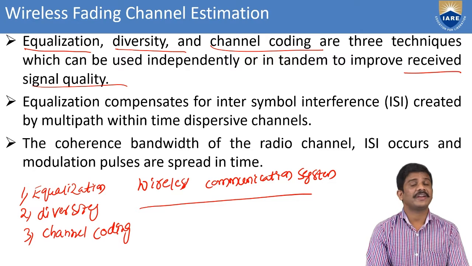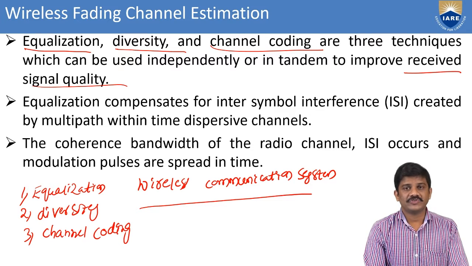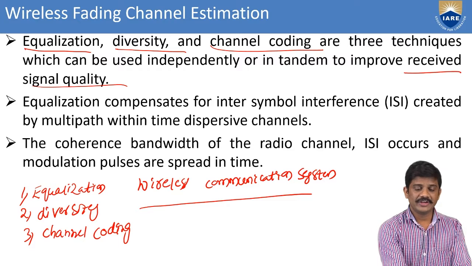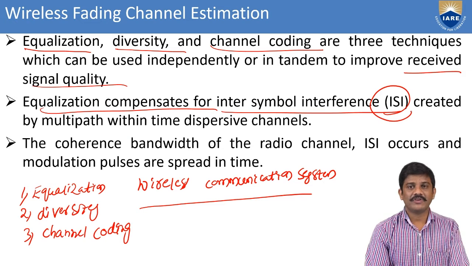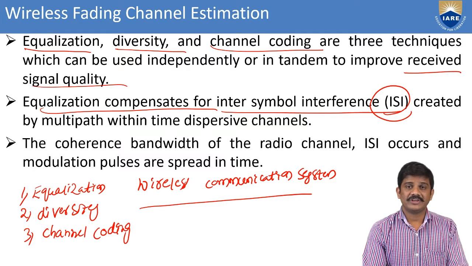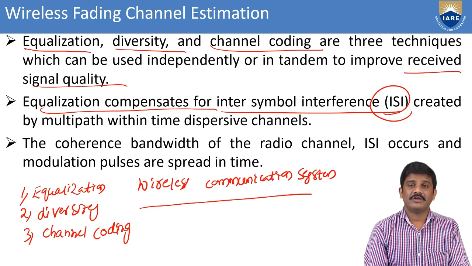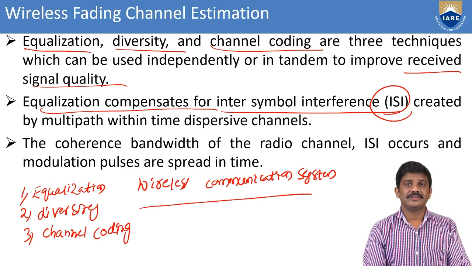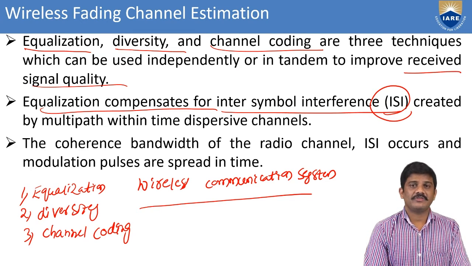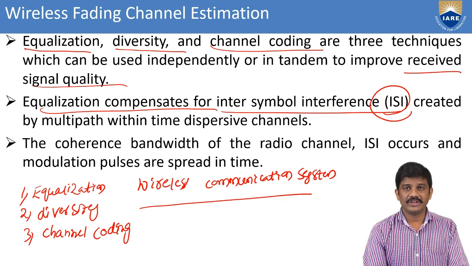And also why do we go for equalization? What is equalization? What are the equalization parameters? How can we overcome the intersymbol interference? For that purpose we are using equalization. Mainly the equalization compensates for the intersymbol interference, that is the ISI. Whenever ISI occurs, it is caused by multipath fading. For that we need equalization, then we can improve the received signal quality.